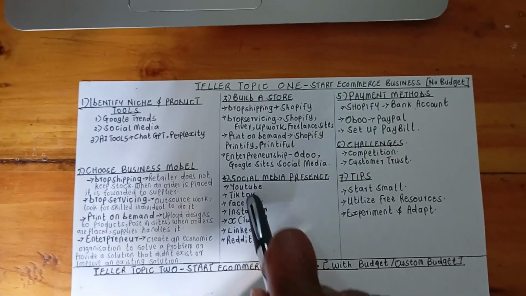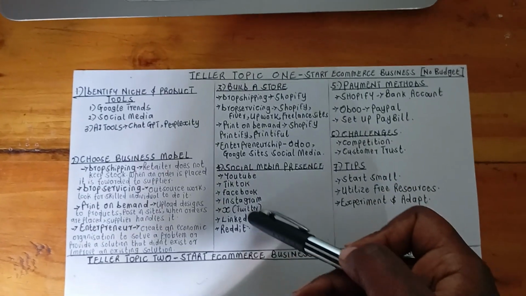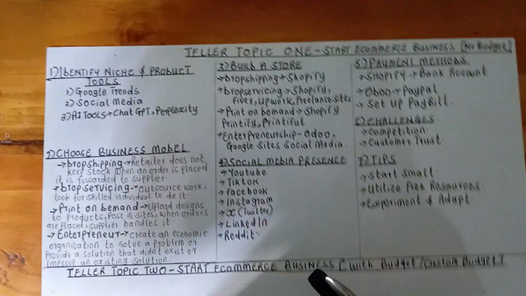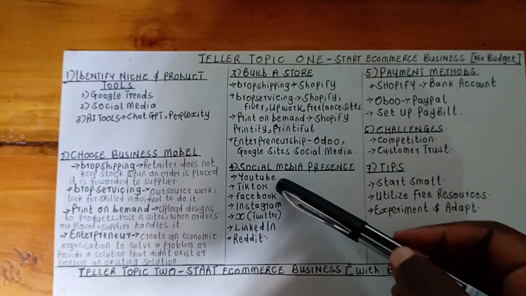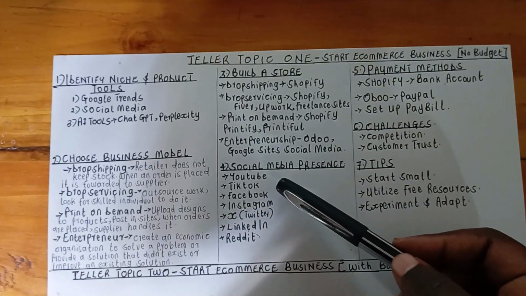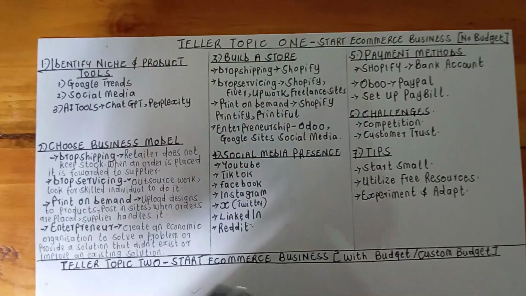So from then on, you have social media presence. So these are YouTube, TikTok, Facebook, Instagram, LinkedIn, or Reddit. So in these sites, you're going to post content on YouTube. You're going to post content on TikTok. You're going to post content on Facebook, Instagram, X, LinkedIn, and Reddit. So content, you're going to post it 2 times.